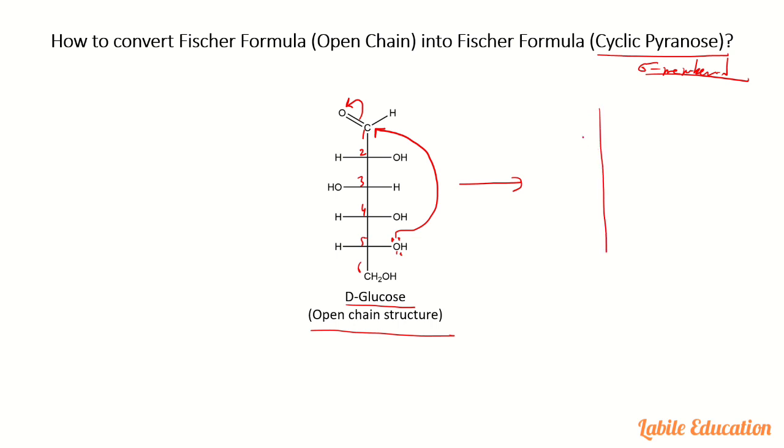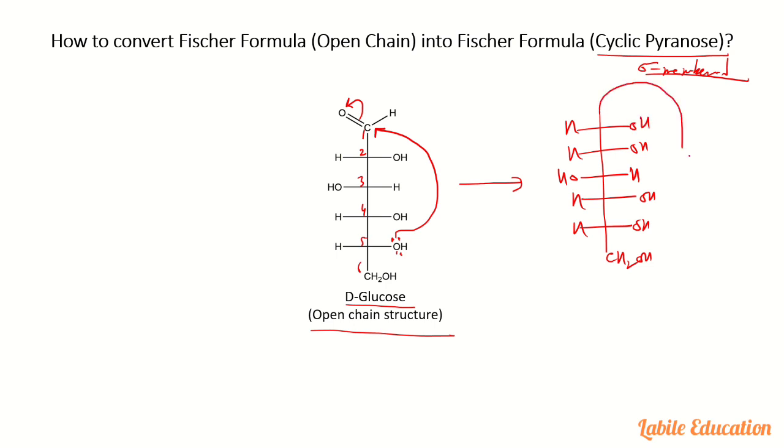So now the structure will be like this: 1 2 3 4 5. There are total 5 chiral centers. This is HOH, this is D because OH is on the right hand side, and this is HOH, and this is third carbon OH on the left, and this is second carbon, and this is the first carbon here. So here, this is basically this one.